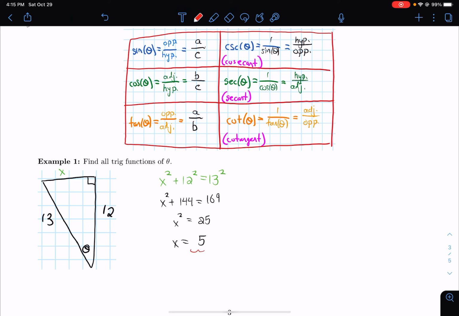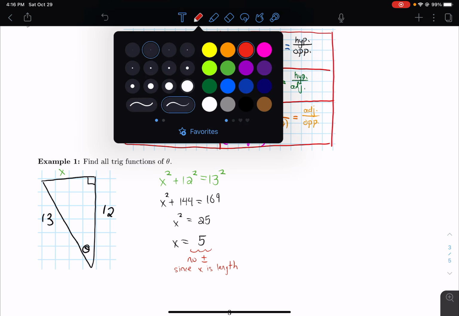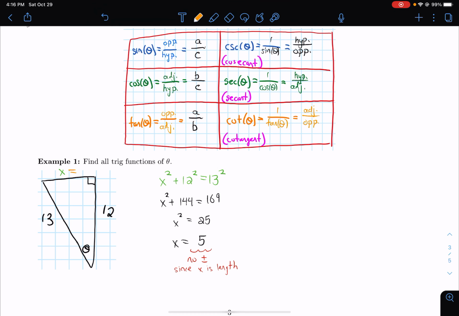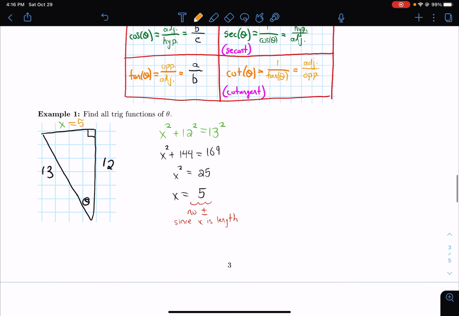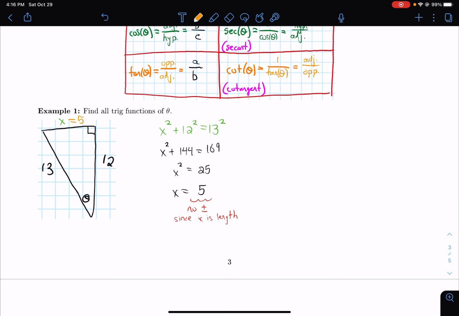Notice that there's no plus or minus here, since x is a length. X is a length in my picture, so it couldn't be negative. Ordinarily, when I square root both sides of an equation like I did here, I would need a plus or minus. But in this case, I don't, because x is a length. All right, so let me label this in the picture. X is 5.